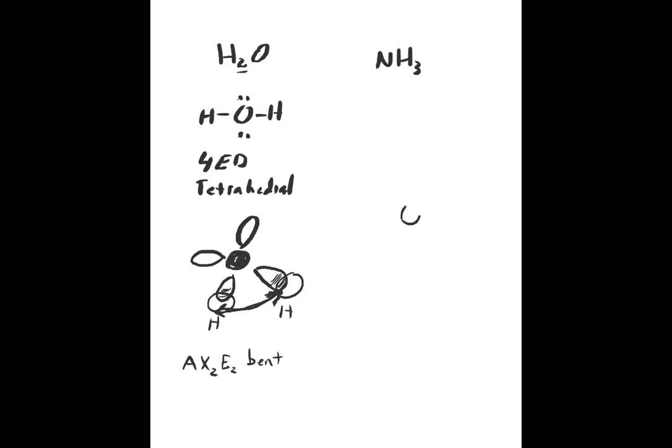You have an oxygen over here. You have a hydrogen coming off in this direction. And then you have a hydrogen coming off in this direction. Okay, so we don't want to call that shape tetrahedral because there's only 2 surrounding atoms. So we call it bent. Okay. Now let's try the second one.